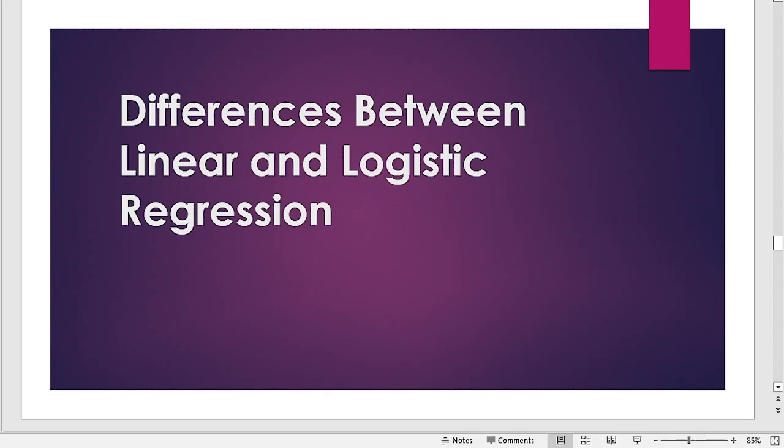The output must be continuous values such as price, age, etc. in linear regression, but in logistic regression, it must be categorical, such as 0 or 1, yes or no, true or false, etc. In linear regression, there may be collinearity between independent variables, but in logistic regression, there should be little to no collinearity between independent variables.